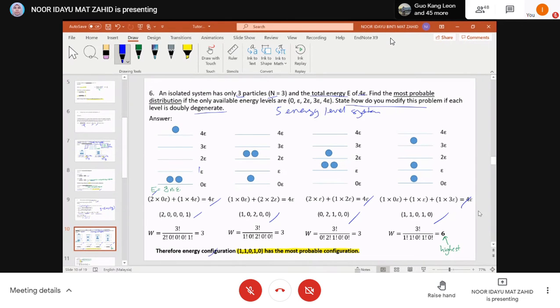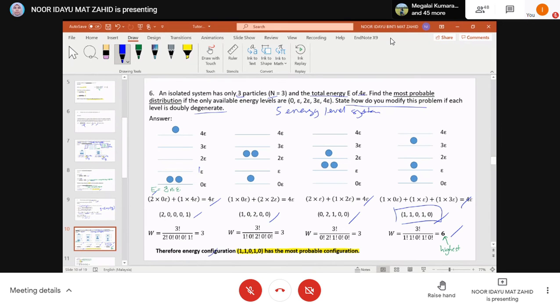But the question asks you to find the most probable distribution, or synonymously the most probable configuration. Therefore, don't forget you have to calculate the number of ways, W. Of the 4 energy configurations, this one gives the highest value of W. So we can say that 1, 1, 0, 1, 0 is the most probable configuration or distribution.